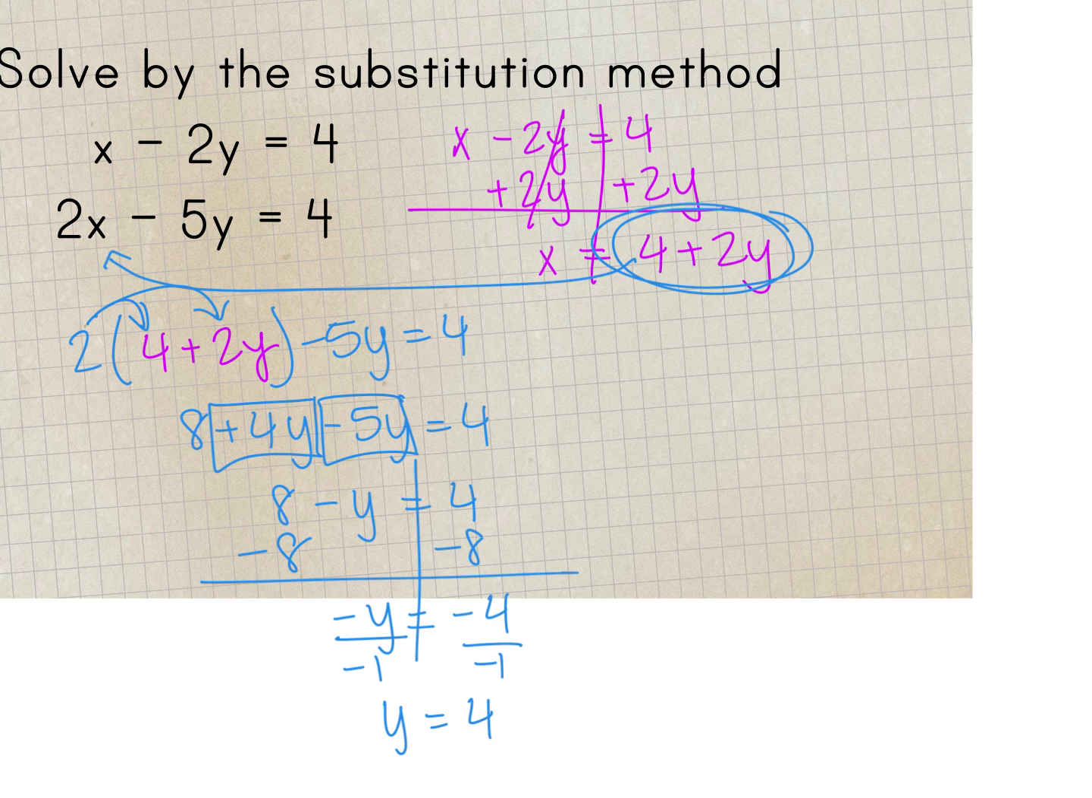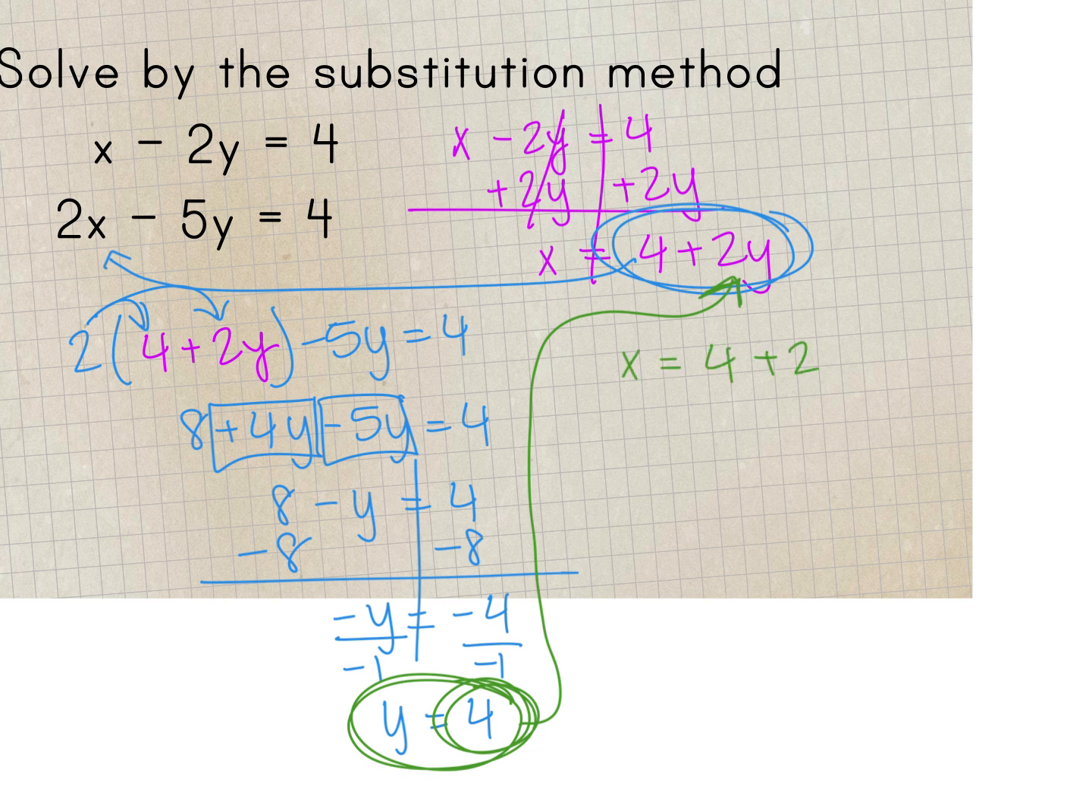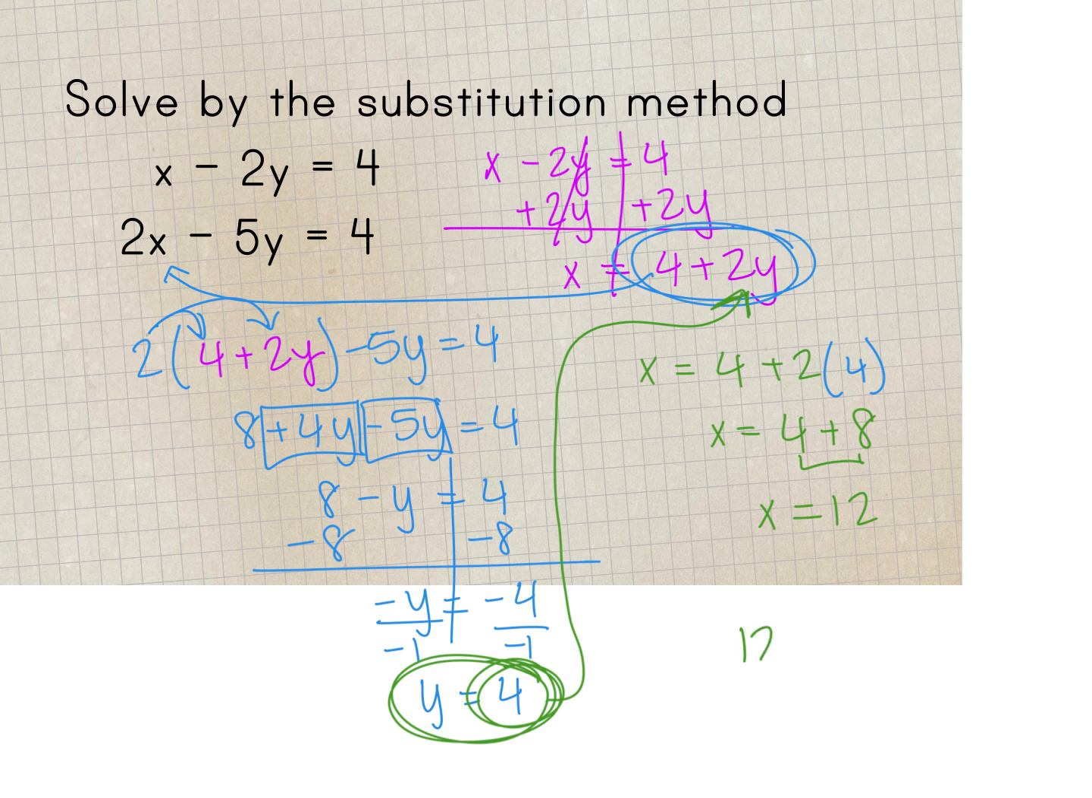So now I have to go ahead and solve for x. So I'm going to take the 4, and I'm plugging it into my y, because I'm trying to find my x now. So I'm going to have x equals 4 plus 2 times 4. And then solving it, x equals 4 plus 8. Add these two, x equals 12. My answer is going to be 12, 4 as an ordered pair. Questions on example number 2?